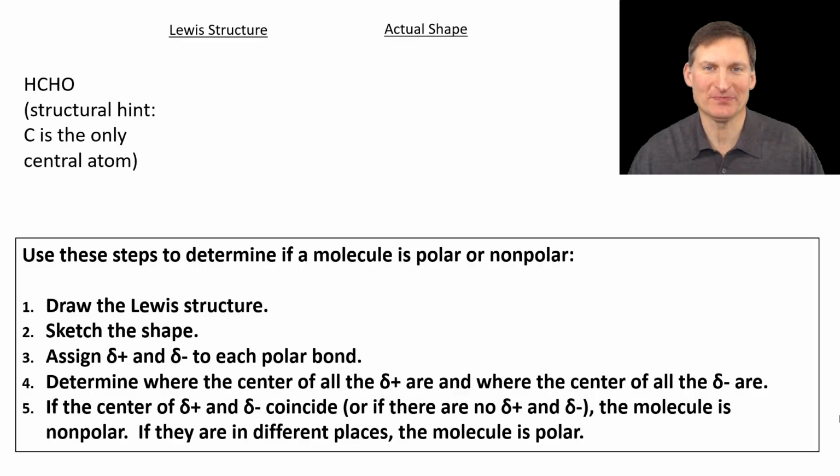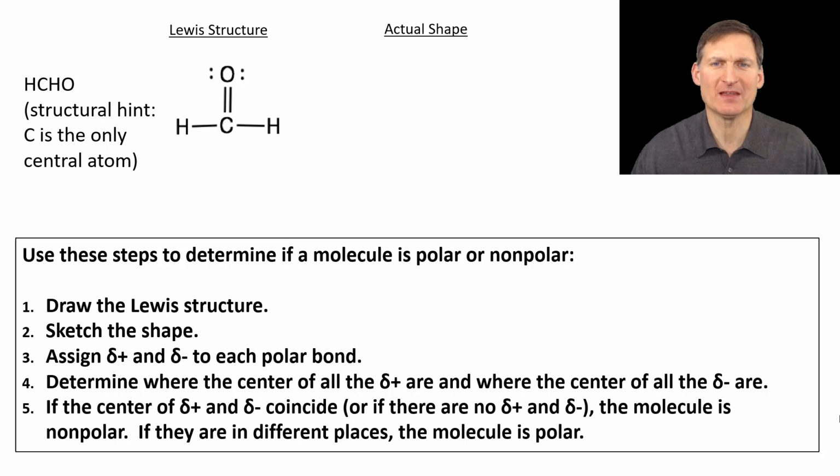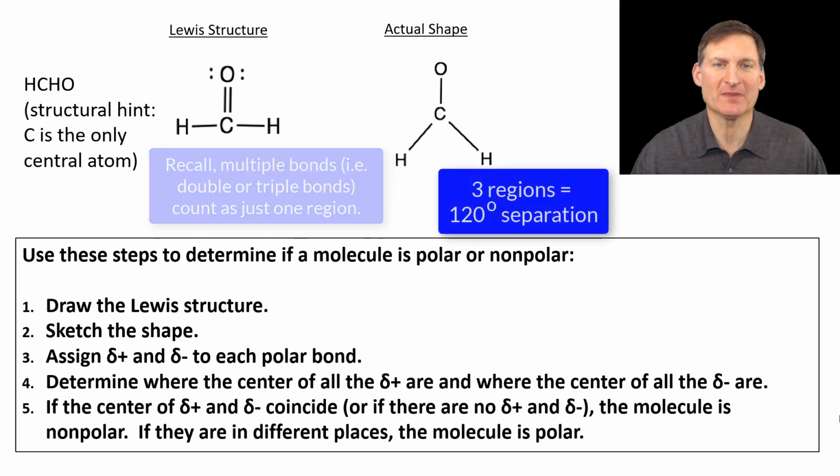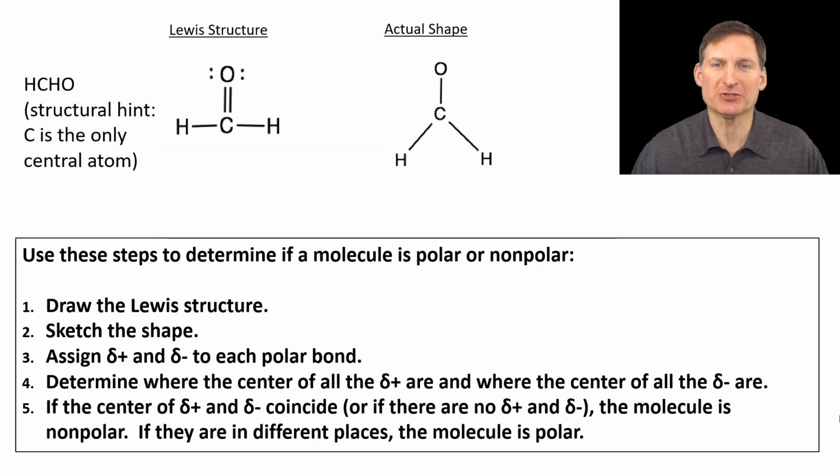Let's try another one. This molecule is called formaldehyde. First, you'd have to go through your Lewis structure steps, and hopefully you'd come up with this. For step 2, we count up the regions of electrons around the central atom. This has 1, 2, and 3. Therefore, the electron group geometry is trigonal planar. Our next step is to assign partial charges.